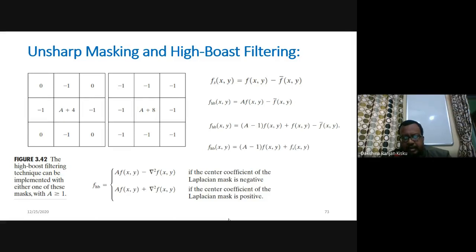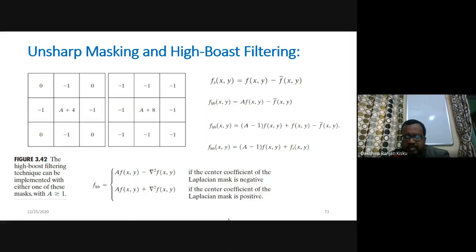If we rearrange this expression, then we can have f_hb(x,y) equals (A minus 1) multiplied with f(x,y), plus f(x,y) minus f'(x,y). In place of f(x,y) minus f'(x,y), we can have the unsharp masking, that means the sharp image, and this sharp image is added to (A minus 1) f(x,y), plus this fs(x,y).